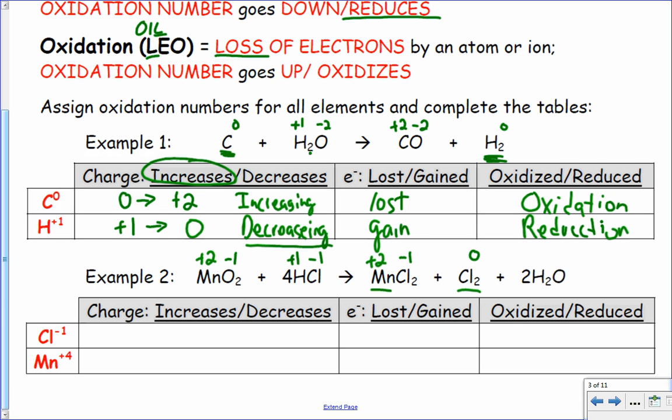Oh, see, they did something wrong. Magnesium oxide is a -2. That's how I get a +4. Mr. Mooks, is that true?